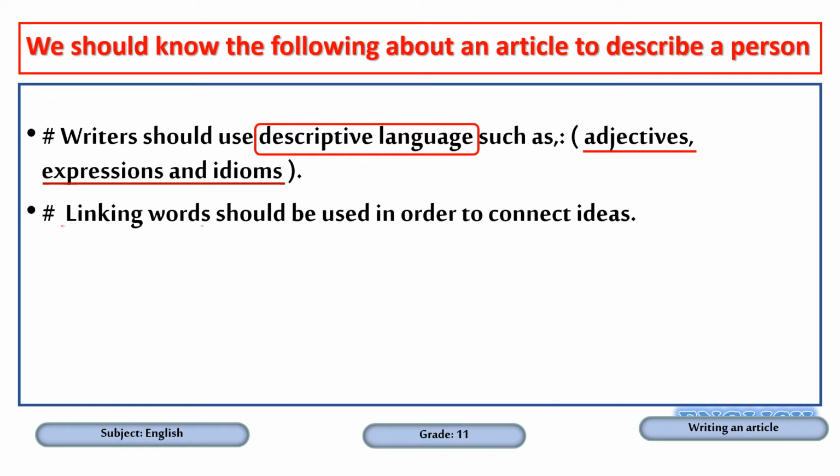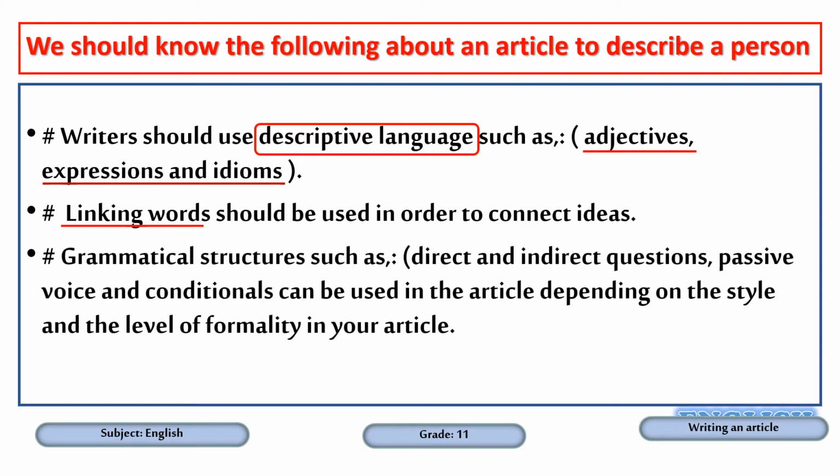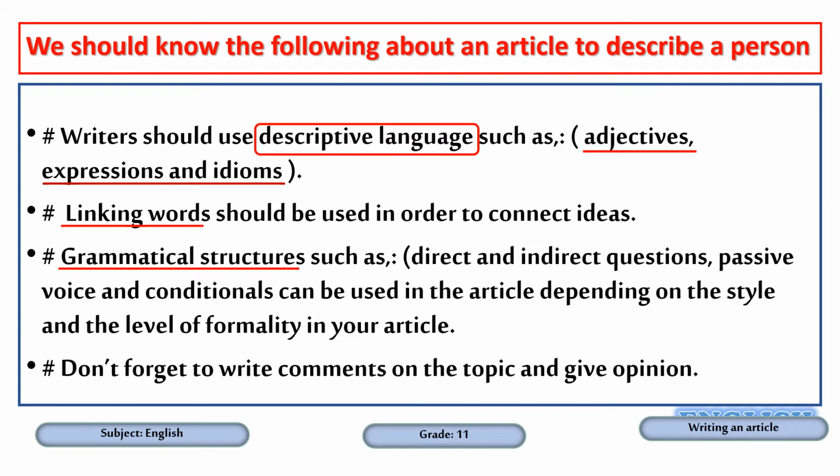It's advisable also to use linking words because linking words have a great function to do. They are connecting ideas together and make the article one context. Also, we can't neglect the use of grammatical structures, but this should be done according to the level of formality. So you should decide, are you going to use formal or informal style? And after that, use the suitable grammatical structures, such as direct and indirect questions, passive voice, and conditionals. At the end, don't forget to write comments on the topic and give opinions.